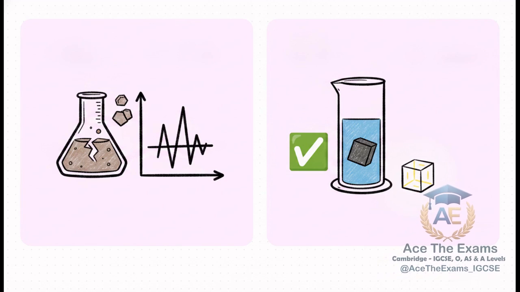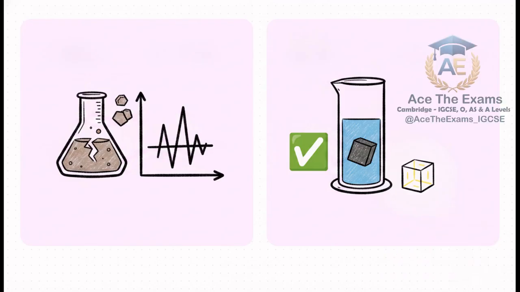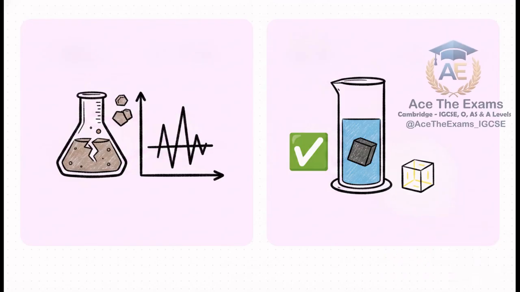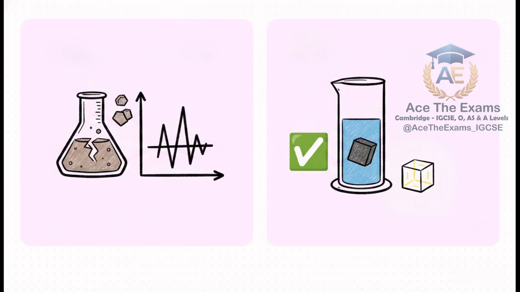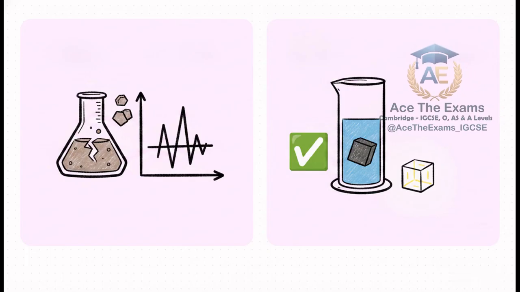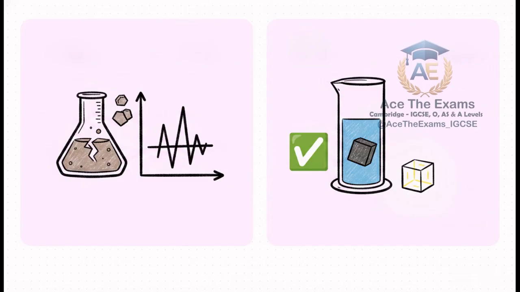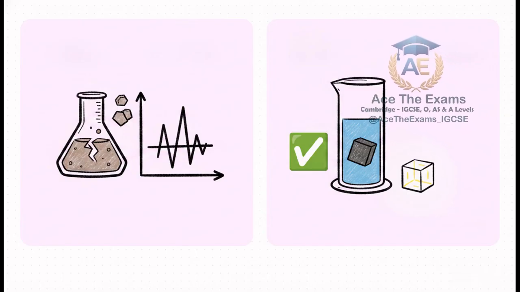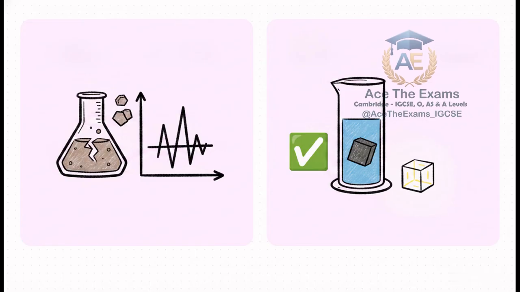Now look at the top band examiner-approved answer on the right. V equals 45 centimeters cubed, calculated using the displacement method. Do you see that immense difference? It explicitly uses standard units and states the exact scientific method required by the syllabus. We're going to teach you how to write that right side answer every single time you put pen to paper.